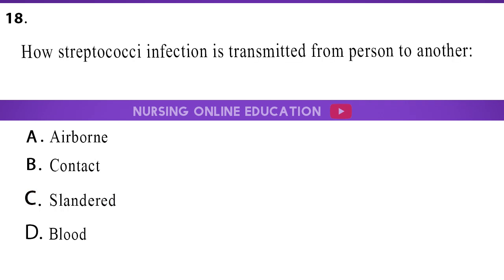18. How is streptococci infection transmitted from one person to another? A. Airborne. B. Contact. C. Sexual. D. Blood. The answer is option B, contact.